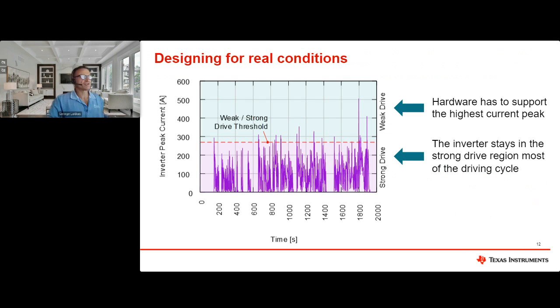Now, designing for real conditions. As I showed before, we do use and have been using and will be using real drive cycles. And so what you will see here on this particular graph, the y-axis is the inverter peak current, so the motor current, and then on the x-axis is basically the time. So you will see that in most cases, you will not have to use a weak drive that often. But you have to design your inverter to be able to do that. And in most cases, you should be able to use strong drive to really impact and improve the efficiency.